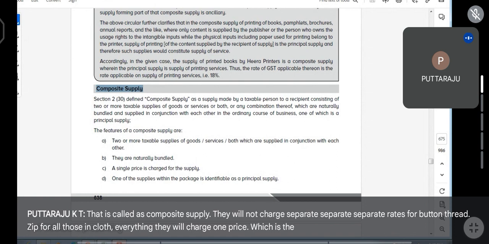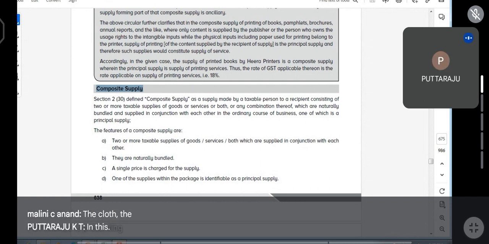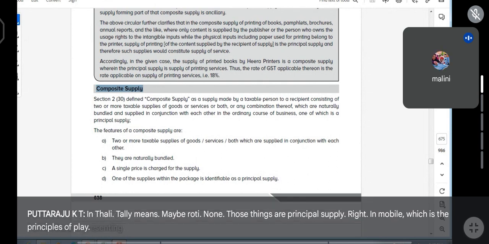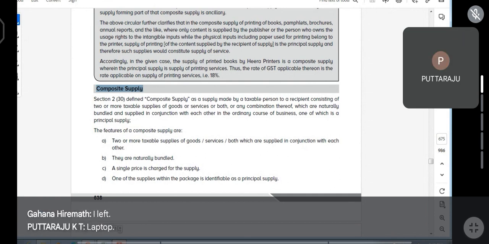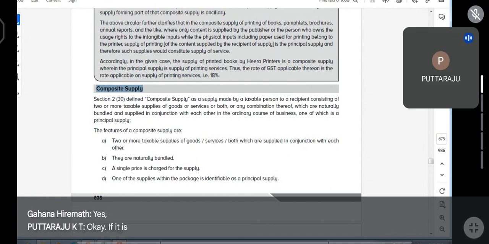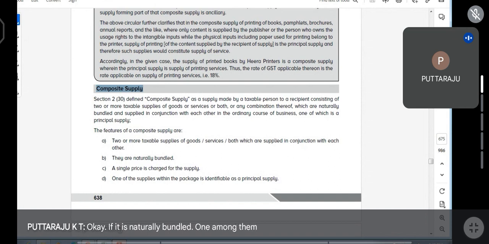Which is the principal supply in that? The dress itself. In masala dosa, which is the principal supply? The dosa itself. In thali, the thali means maybe roti, naan, those things are the principal supply. In mobile, which is the principal supply? Mobile. In laptop, laptop. Are you guys getting the crux of this? Yes, I got it. If it is naturally bundled, one among them is the principal supply. That is called composite supply.